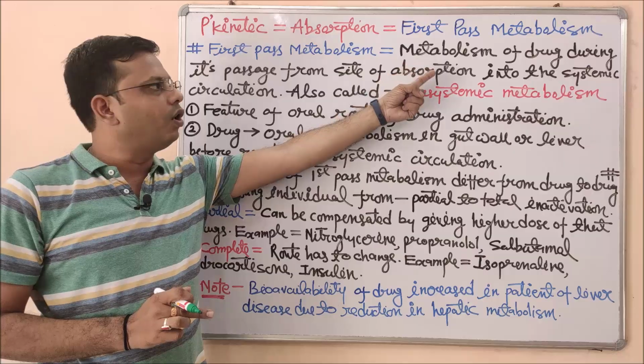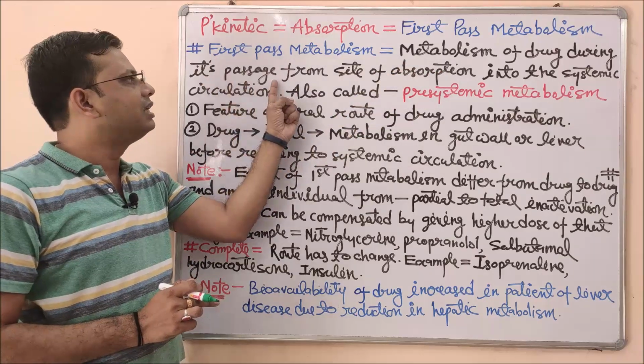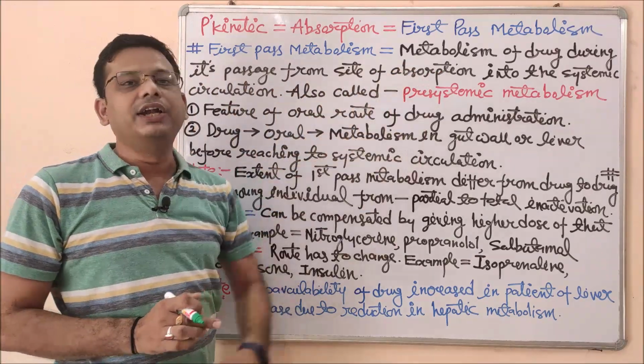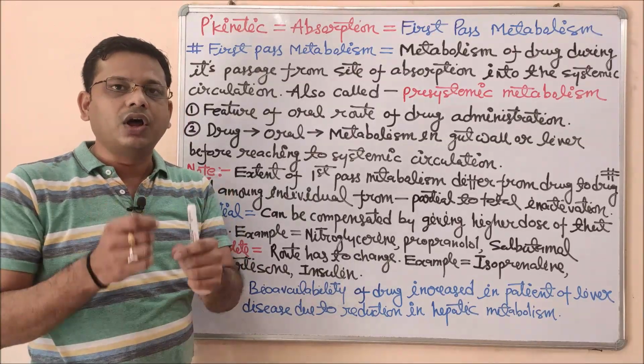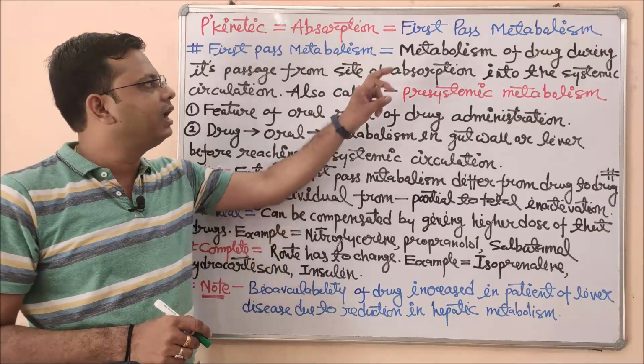Now coming to the basic definition: first pass metabolism is the metabolism of any drug during its passage from the site of absorption into the systemic circulation, and that is applicable with the oral route of drug administration. Now let me explain the meaning of this paragraph.